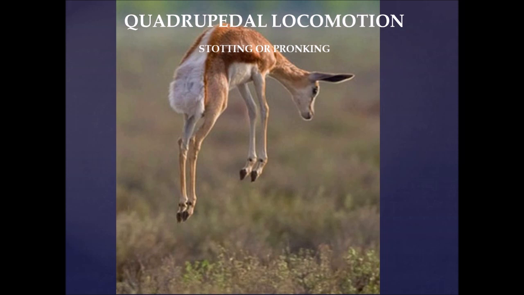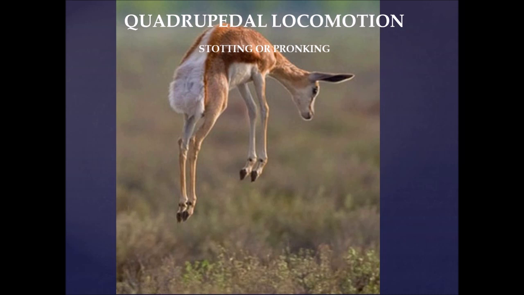Stotting or pronking. This is the equivalent of a bipedal hop, but with 4 legs. The feet of each pair of legs land simultaneously, and the track pattern is made of 2 pairs of tracks, one pair behind the other, separated by a large distance as the animal hops or stots to its next position. This form of locomotion is limited to antelope and is typical of only 2 situations.